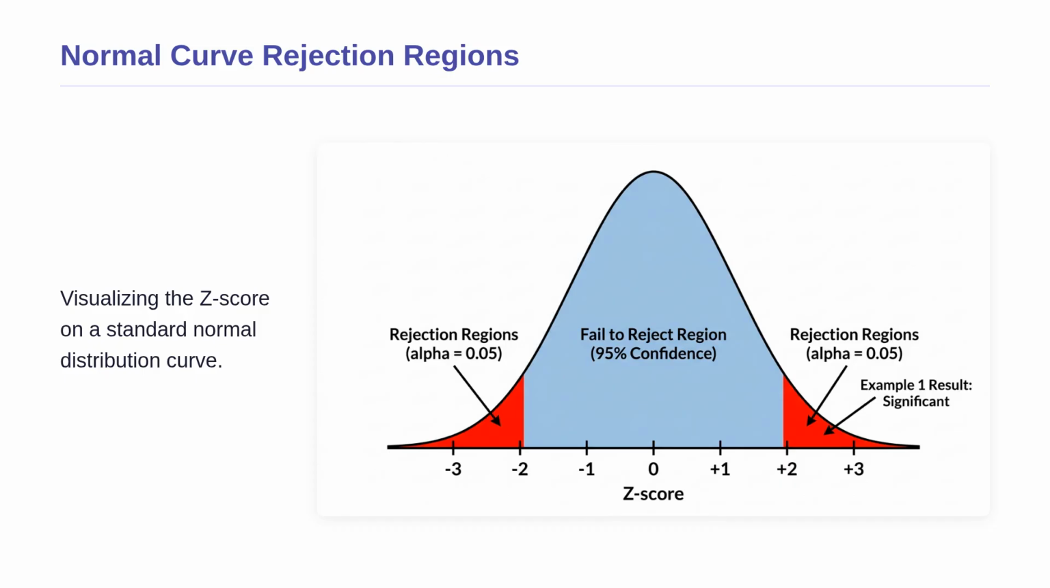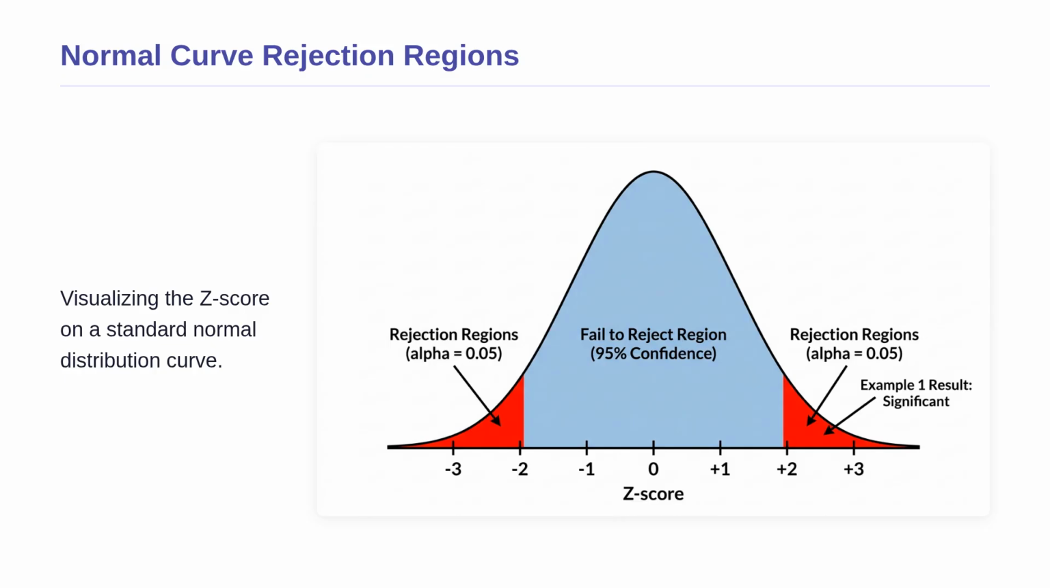To truly understand what these z-scores mean, let us look at this visually. What you are seeing is the standard normal distribution curve. The horizontal axis represents our z-score, with 0 right in the middle. This middle blue area represents the natural, expected variation. If our z-score falls in this blue zone, we fail to reject the null hypothesis, meaning the result is likely just random chance.